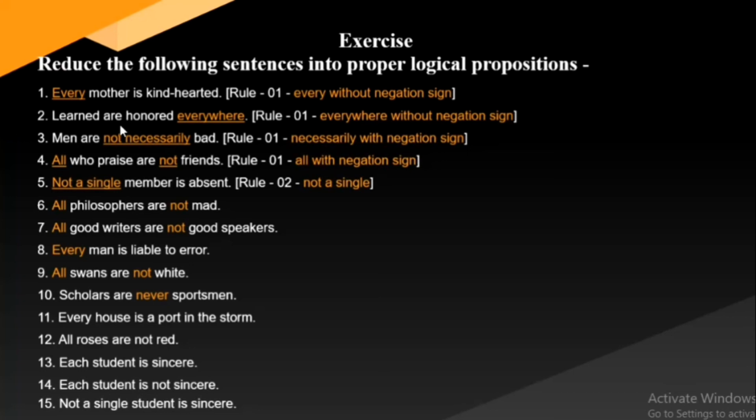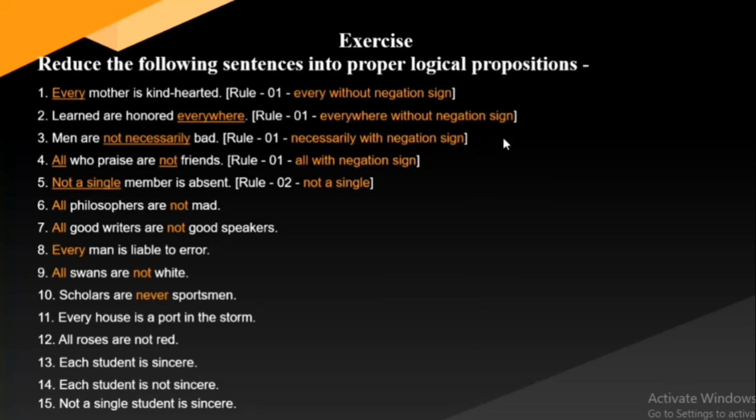Learned are honored everywhere. There is a word everywhere of rule 1 without negation sign. So this sentence is to be treated as an A proposition. Men are not necessarily bad. There is a word of rule 1, necessarily, with negative particle not. So rule 1 necessarily with negation sign. This sentence is to be treated as an O proposition.